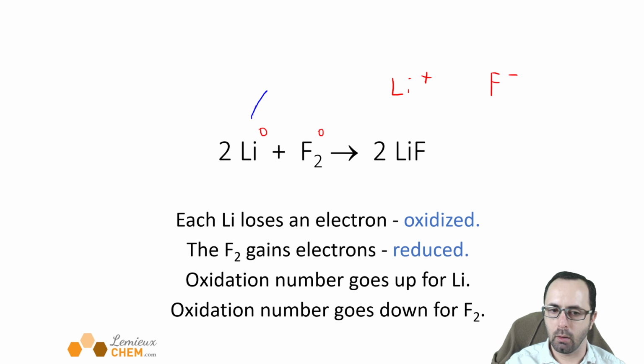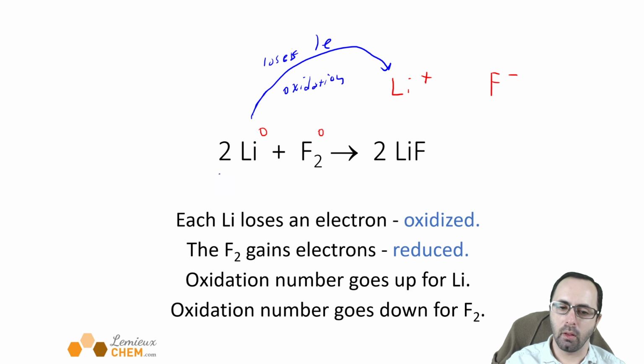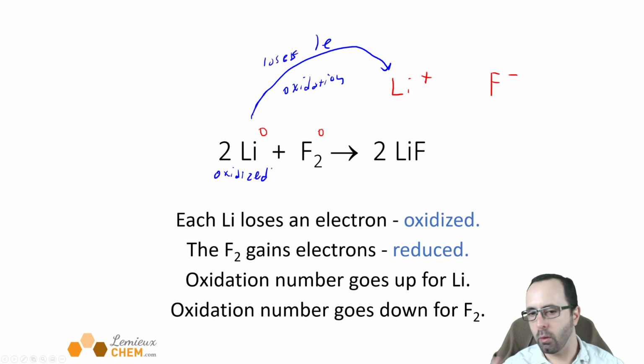So here, it lost 1 electron. That's oxidation. Loses 1 electron, that's oxidation. So the lithium was oxidized. Or the other way you can think of it is the lithium went up in charge from 0 up to +1. Going up in charge is oxidation because you go up in charge when you lose electrons.